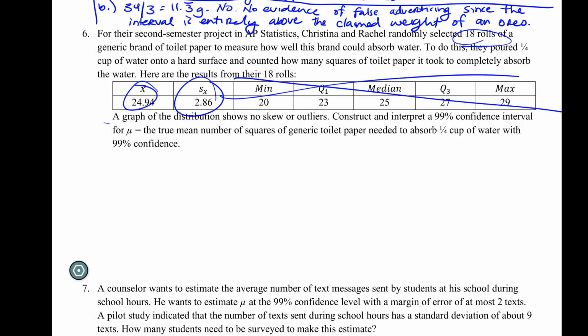It shows us that a graph of the distribution shows no skew or outliers, so that's good, right? Because we know we have a small sample size, we know that CLT isn't satisfied. We have no idea what the population looks like, but this tells us that one of our conditions is going to be checked. We want to construct a 99% confidence interval for mu, the true mean number of squares of generic toilet paper needed to absorb a quarter cup of water with 99% confidence. So let's go ahead and make that confidence interval, write down all of our given information.